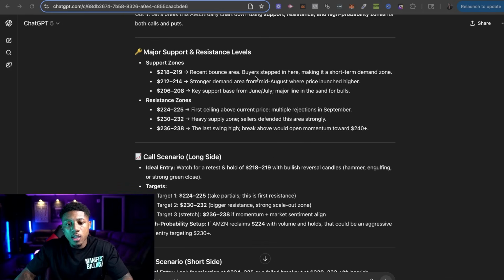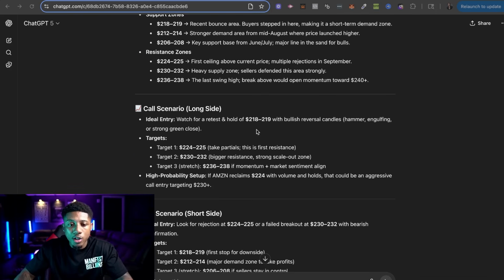Now it'll give you these levels based off recent areas, strong demand areas, and key support bases back from certain time frames, which is really key because again, key levels is important. Being able to mark out certain time frames or higher time frame support and resistance levels is going to pretty much help you across all strategies that you use.